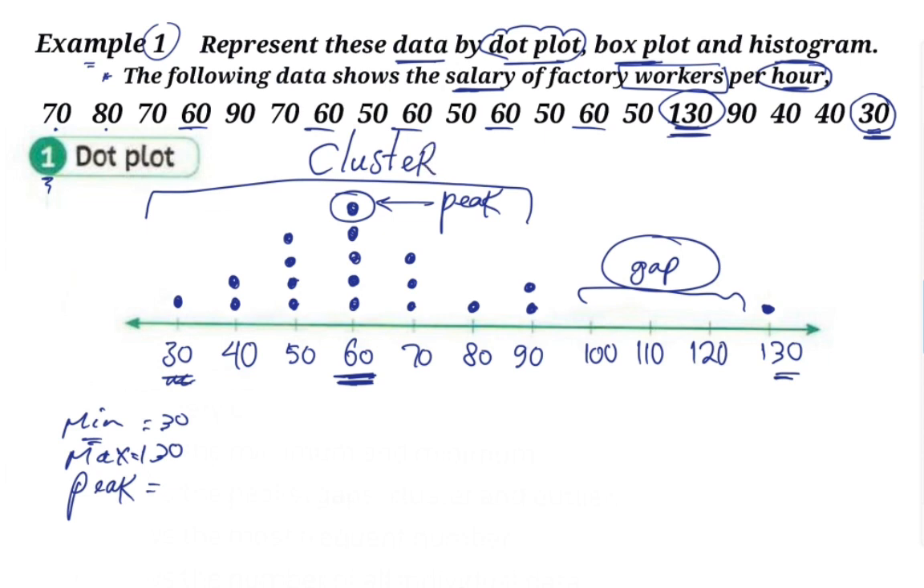So when I find a group of data without any gap, what do I call it? Cluster. Also, I can note this point is alone at the end of the number line, so I can call this point an outlier.